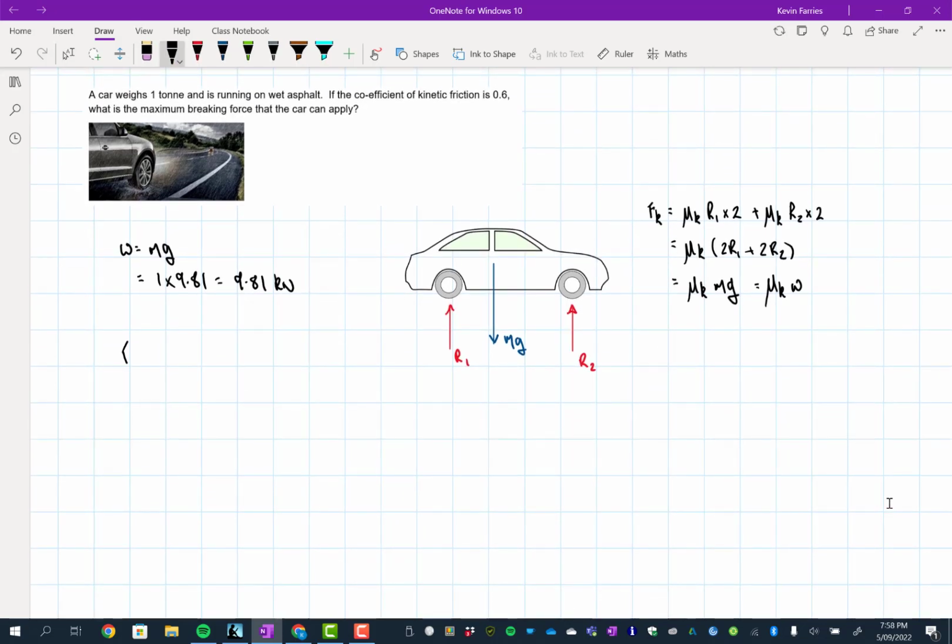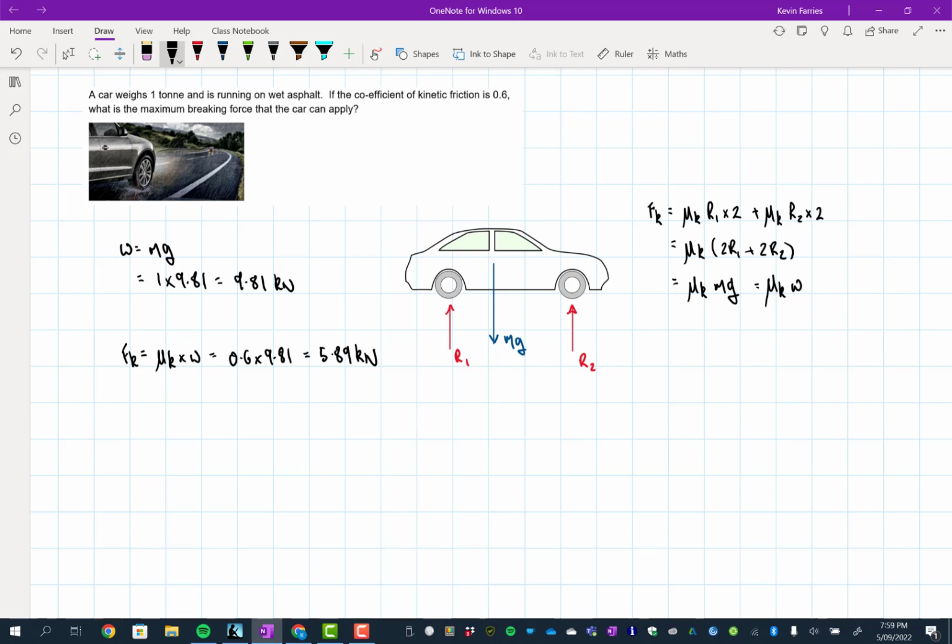Then we're going to get kinetic friction. It's kind of a different one. It's kind of a rolling friction, this one, but we're not really going to get into that in this course. So we're going to have Fk equal to the coefficient of kinetic friction times the weight of the car, which is going to be 0.6 times 9.81, which is going to be, just a second, 5.89 kilonewtons. It's going to be the maximum braking force.